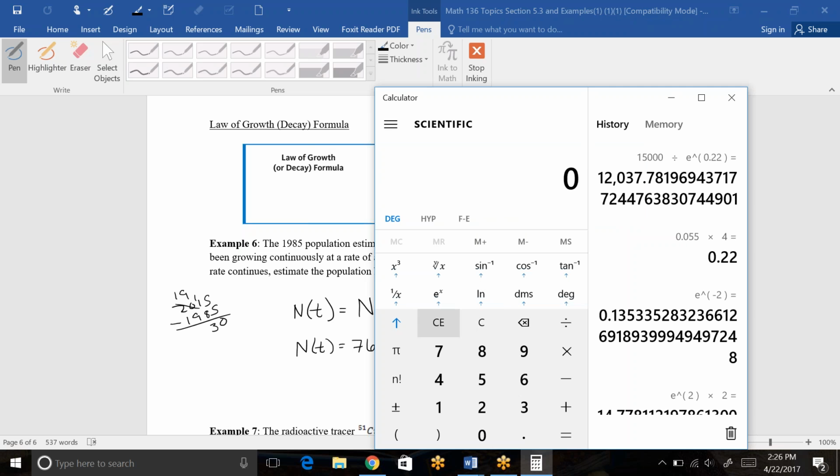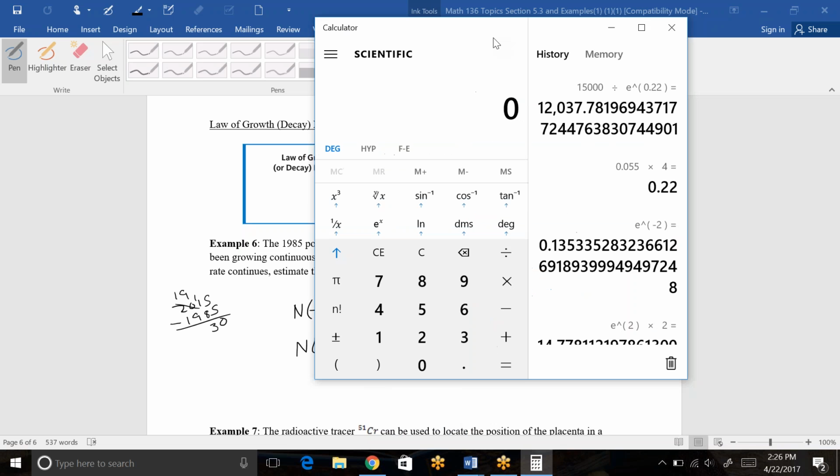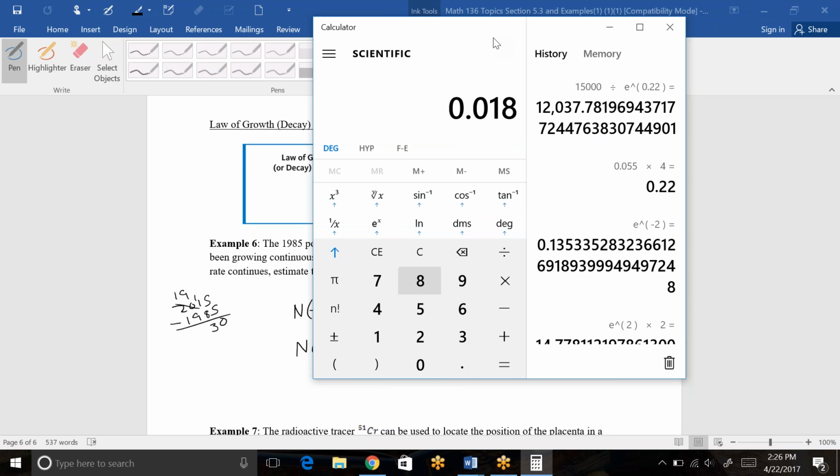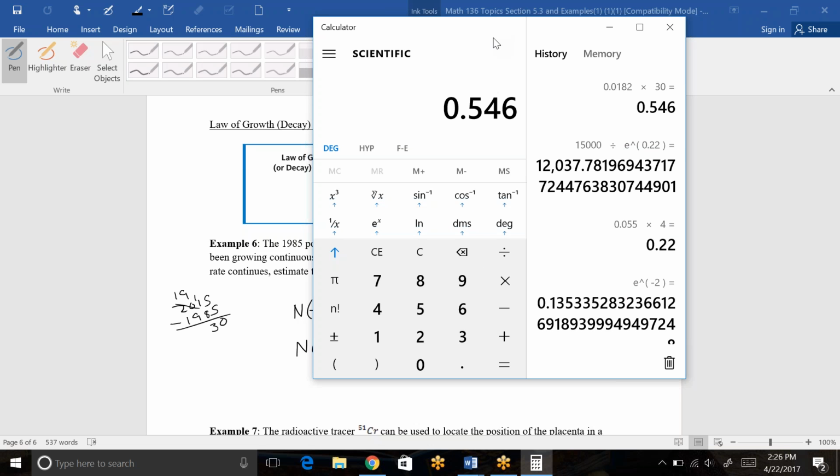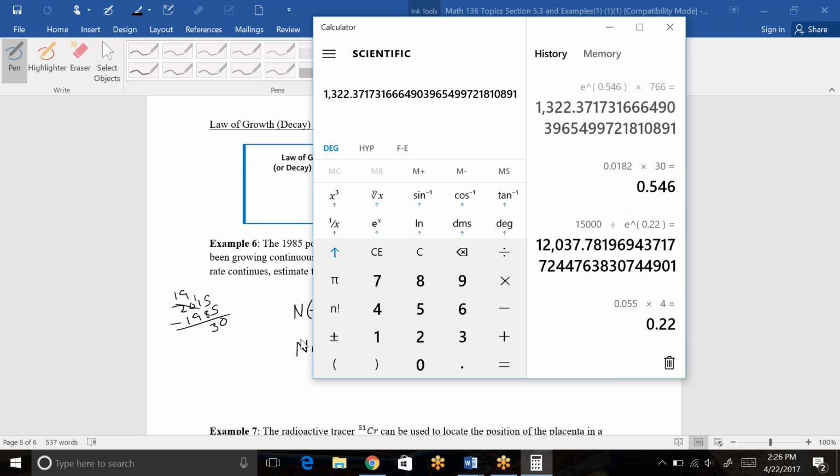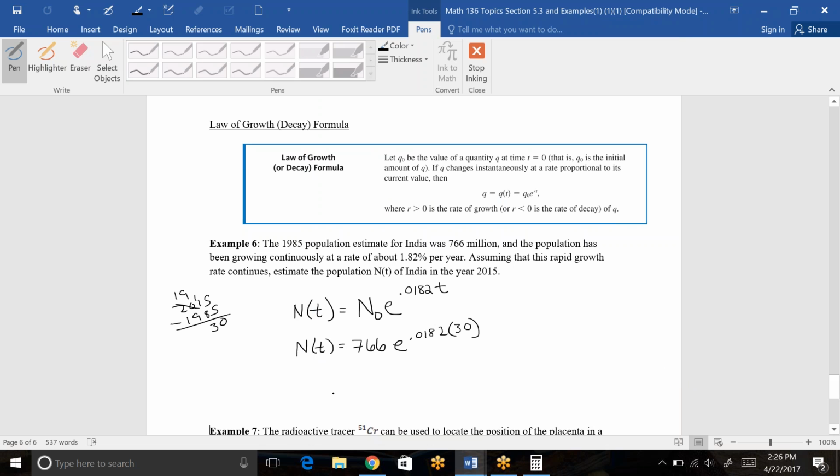Okay, so let's use our calculator. Actually, I'm going to do the e part first. So that was 0.0182 times 30. So that's my decimal that I'm using for my exponent. So I'm going to go ahead and use that times the 766. That's 1322. We're going to estimate.